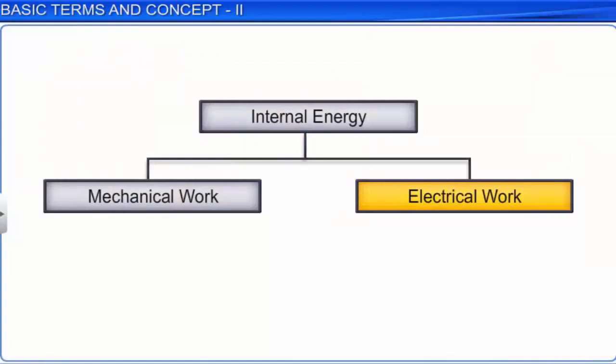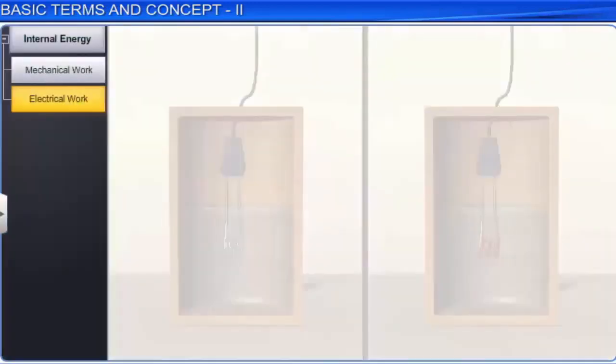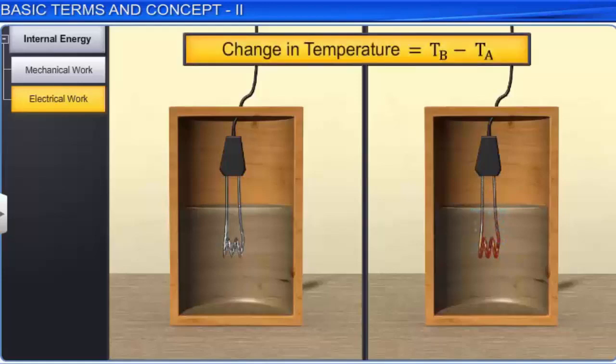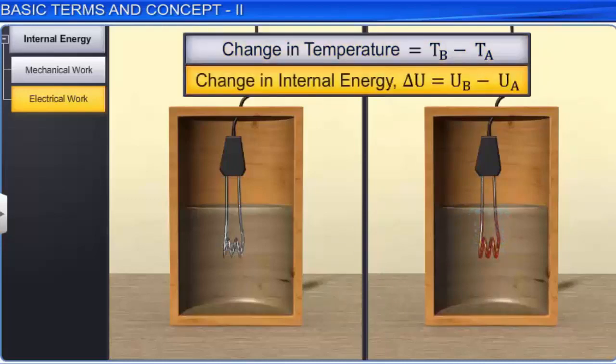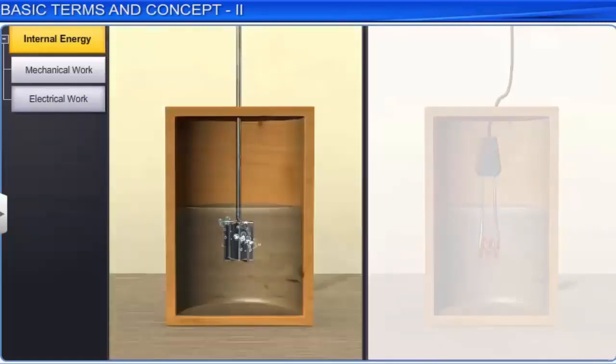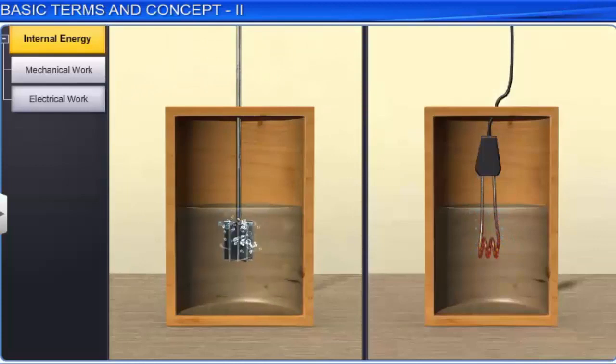In the second method, internal energy can be increased by the same amount by doing electrical work. In this, an immersion rod is kept in water and the temperature before and after is measured. We find the change in temperature as Tb minus Ta. Hence, the change in internal energy, delta U, equals Ub minus Ua. Thus, internal energy changes to the same extent either by doing mechanical work or electrical work, which indicates that it is independent of the manner in which the change is brought about. Therefore, internal energy is a state function.